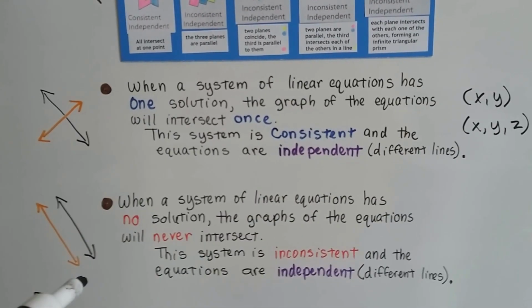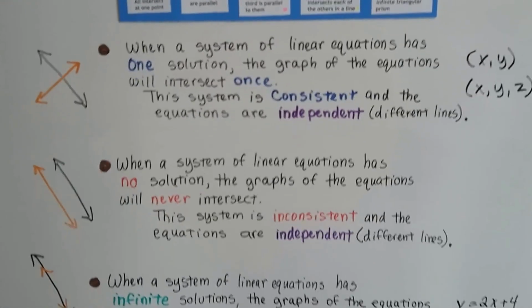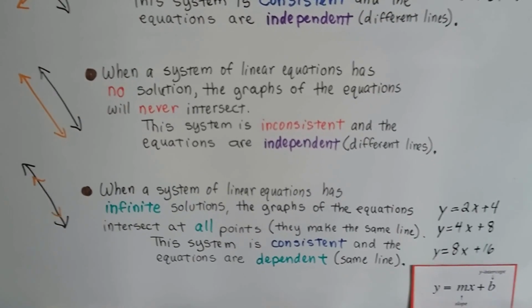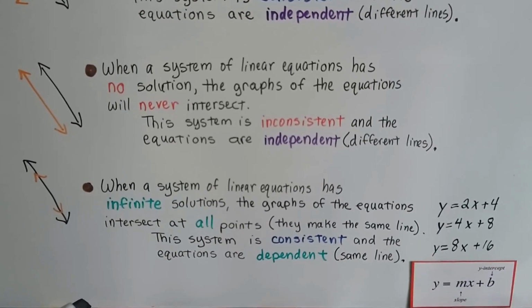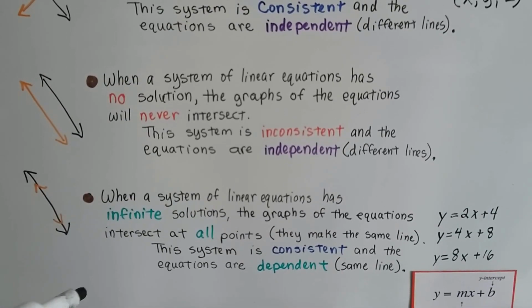See that? They never even spoke to each other. And they never will. They'll never cross and intersect each other. Well, when a system of linear equations has infinite solutions, the graphs of the equations intersect at all points. They're laying on top of each other. They make the same line.